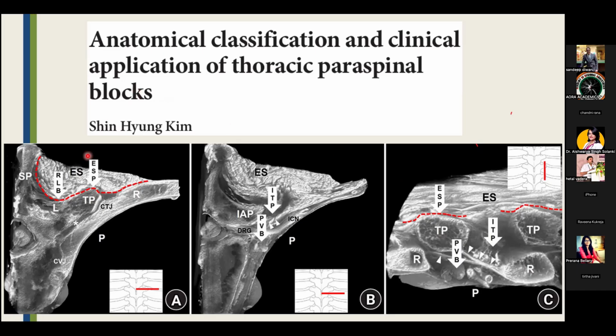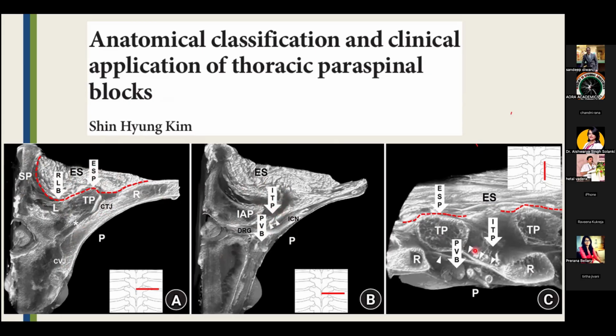There is a plethora of variables here. You can see that this is the site for the retrolaminar block. This is the spinous process. This is the lamina coming right up to the transverse process. This will be the erector spinae plane block. Going beyond this would be the costotransverse junction. Entering here would be the paravertebral space. This is the costovertebral junction. So between the erector spinae plane and the paravertebral space, somewhere at this point would be the intertransverse plane.